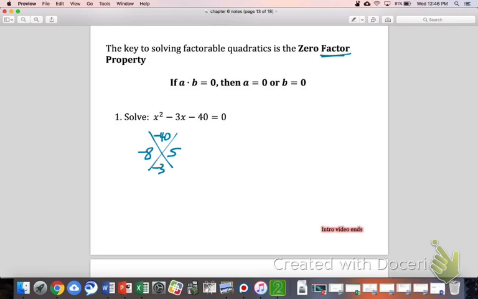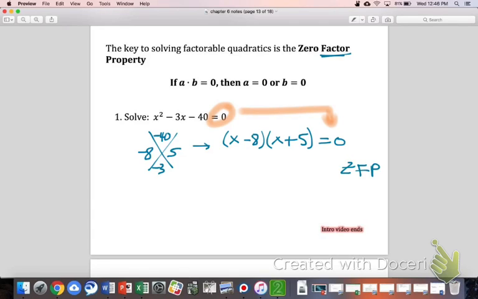Negative 8 times 5 is negative 40. Negative 8 plus 5 is negative 3. So this would factor like that. So it would be parentheses x minus 8 times parentheses x plus 5 and equal to 0. We're just continuing this equals 0 on down because it is an equation. So we factored it. Now we have two factors being multiplied together to get 0. So this is where we can use that ZFP, the zero factor property.